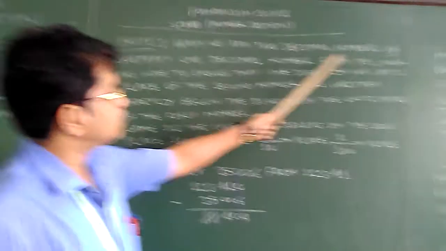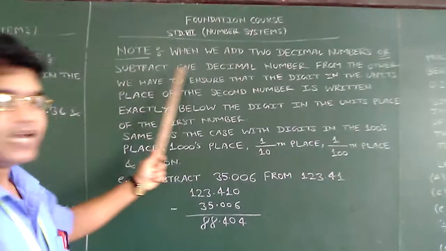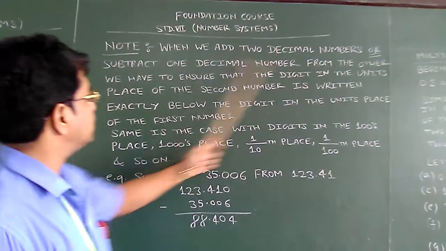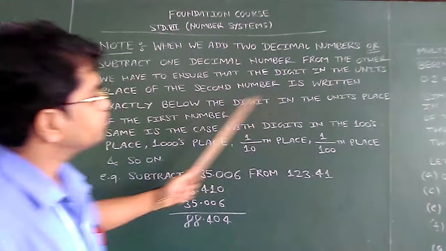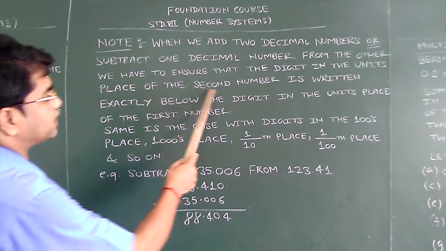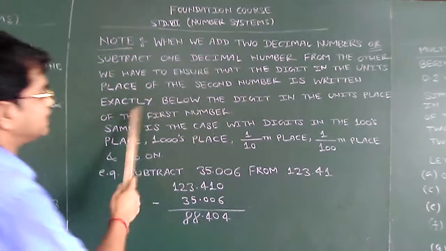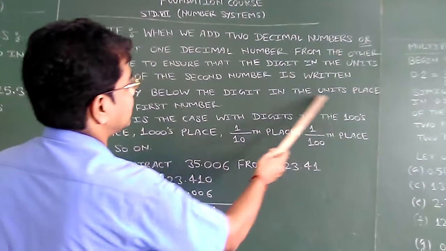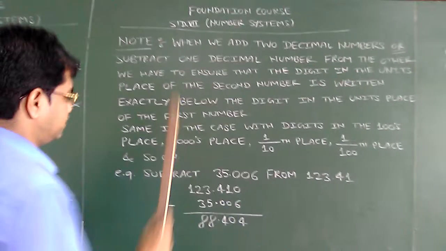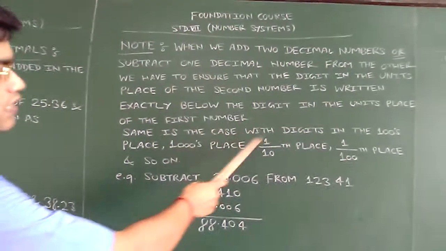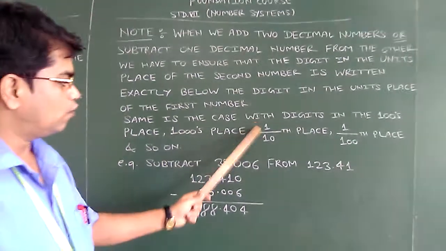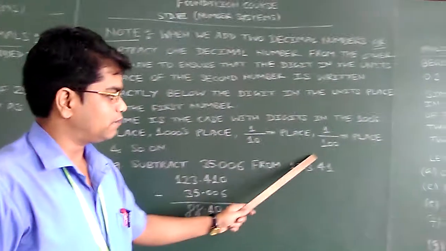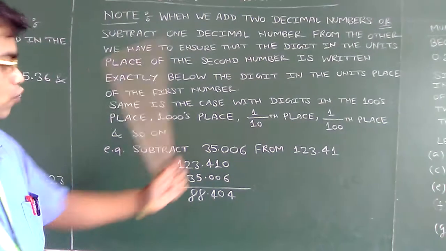When we add two decimal numbers or subtract one decimal number from the other, we have to ensure that the digit in the unit place of the second number is written exactly below the digit in the units place of the first number. Same is the case with digits in hundreds place, thousands place, 1 upon 10 place, 1 upon 100 place, and so on.